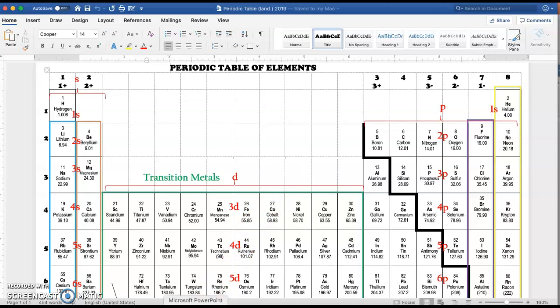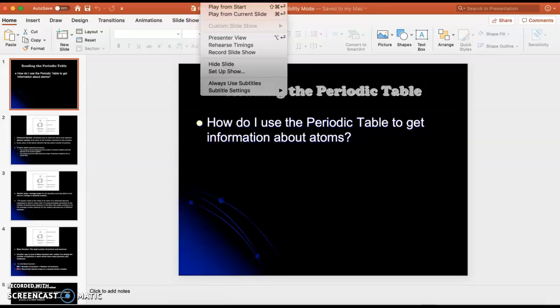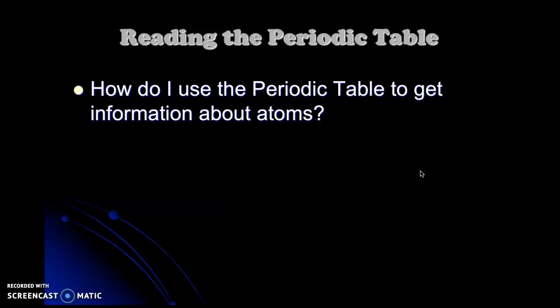So let me just shift what I'm looking at. And let's start a slideshow from the start. And here we go. How do I use the periodic table to get information about atoms? That is pretty much our learning target for the rest of the day.